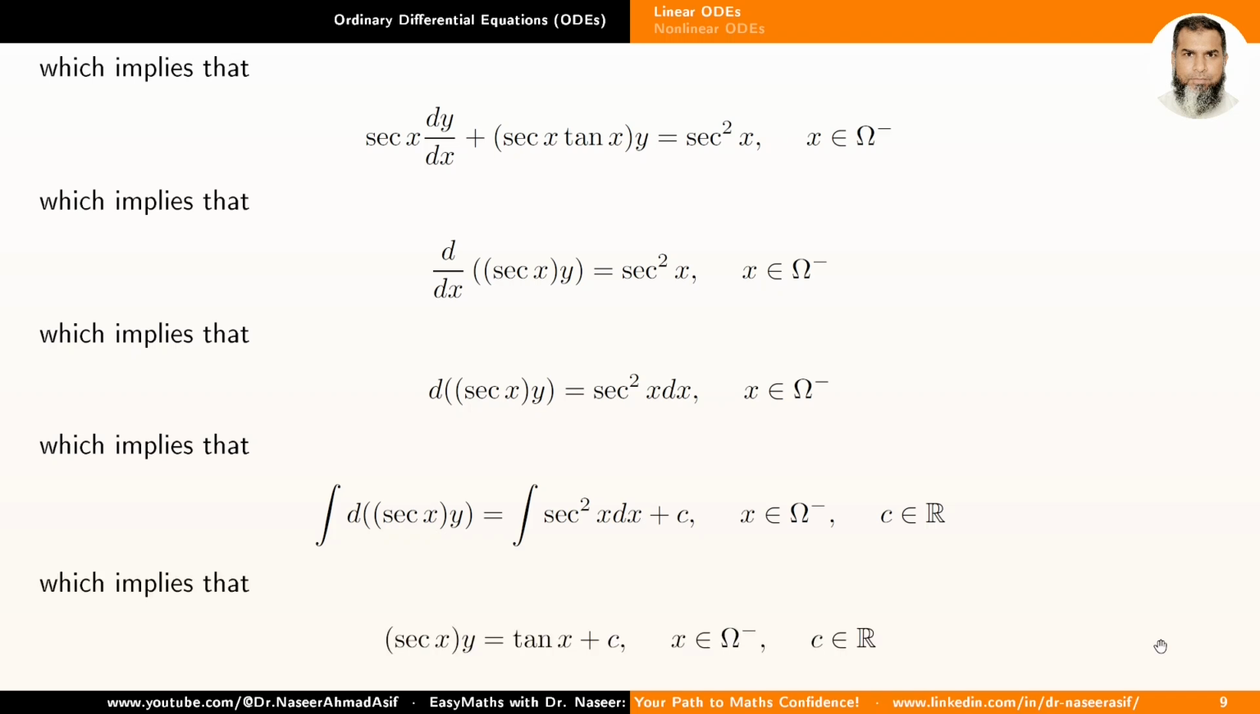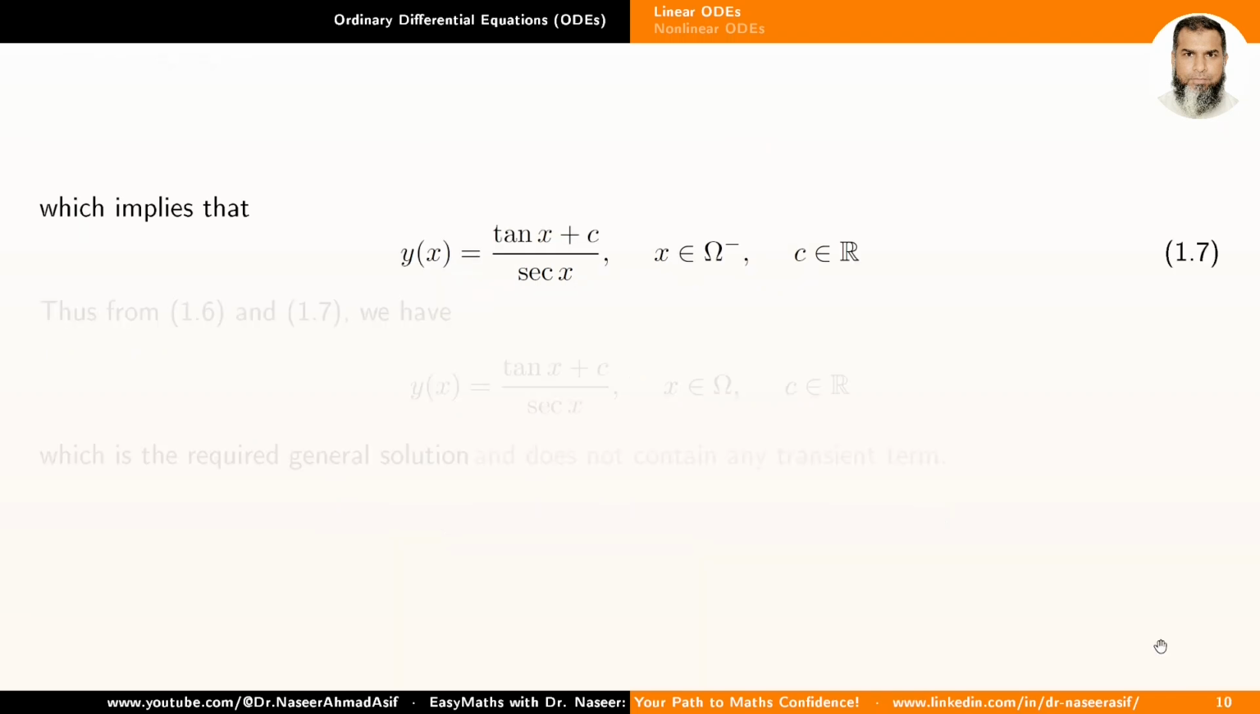So we have secant x into y is equal to tangent x plus c, where x belongs to omega minus and c is an arbitrary constant. Now dividing this by secant x, we have y of x is equal to tangent x plus c over secant x, where x belongs to omega minus and c is an arbitrary constant.